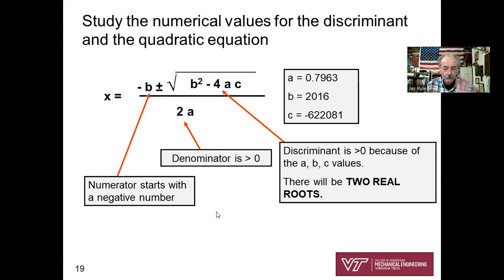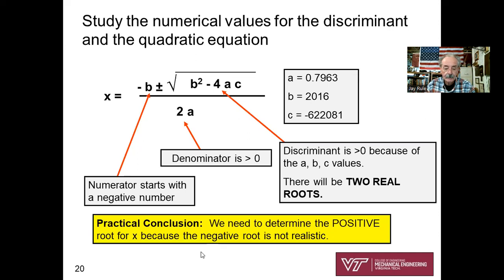Looking ahead, which root will we want to pick? We're starting out with a negative number. We don't want to subtract more from it, do we? We don't want to end up with a negative number because that doesn't make any sense. We're looking for a temperature T. So by process of elimination, we're going to pick the positive root and ignore the minus sign. There's our practical conclusion. We need to determine the positive root for x because the negative root is not realistic for this particular engineering situation where we're trying to find a temperature.